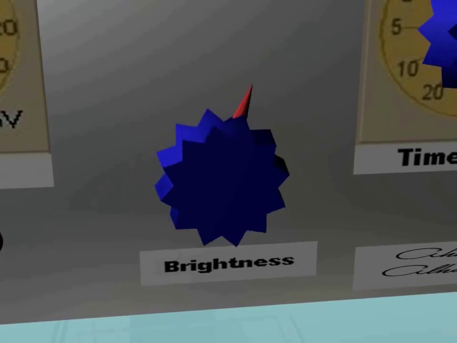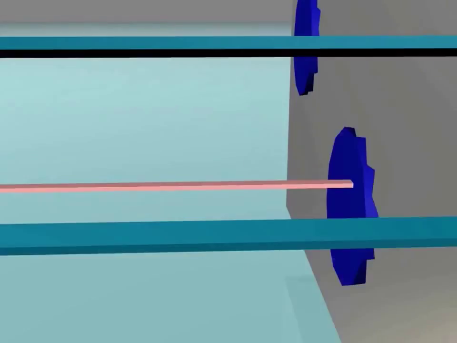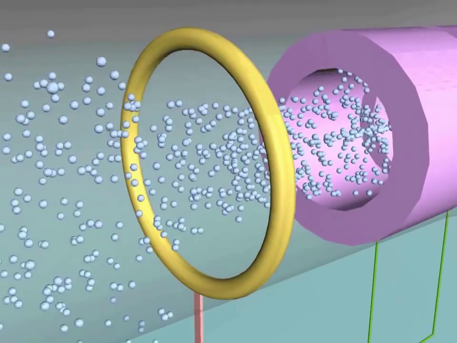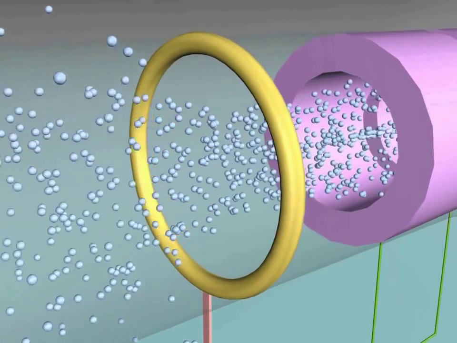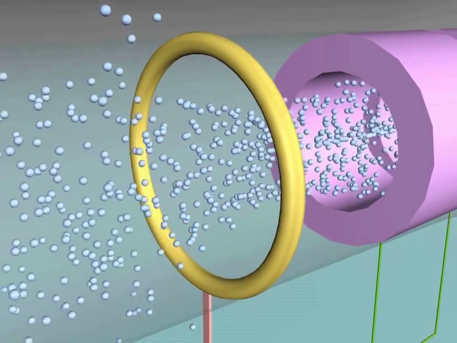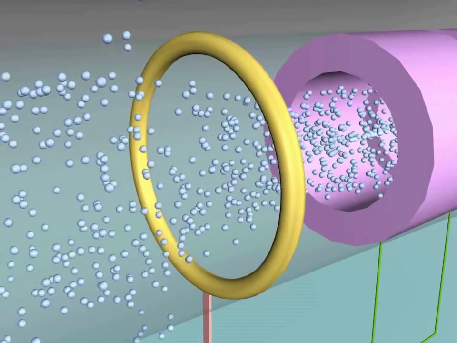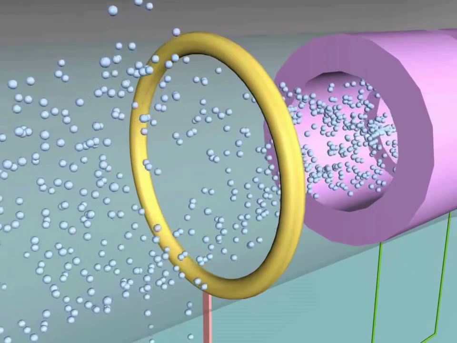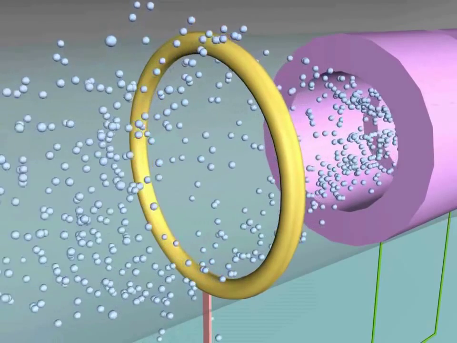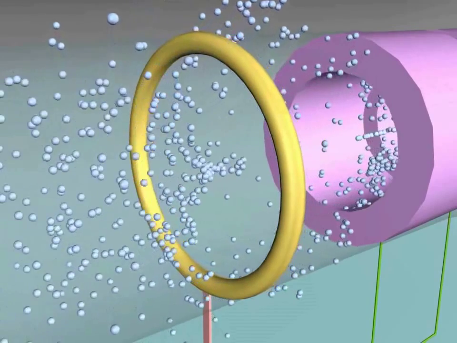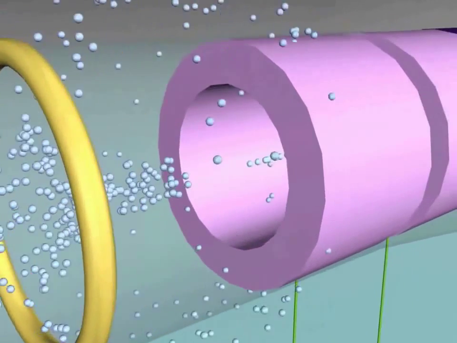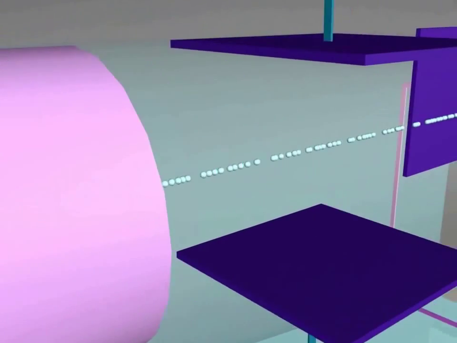Adjusting the button will adjust the negativity of the grid, and hence the amount of repulsion between the negative grid and the negative electrons. This in turn controls the thickness of the beam of the electrons, which finally affects the brightness of the spot that will appear on the screen at the end. And this is simply the function of the electron gun.